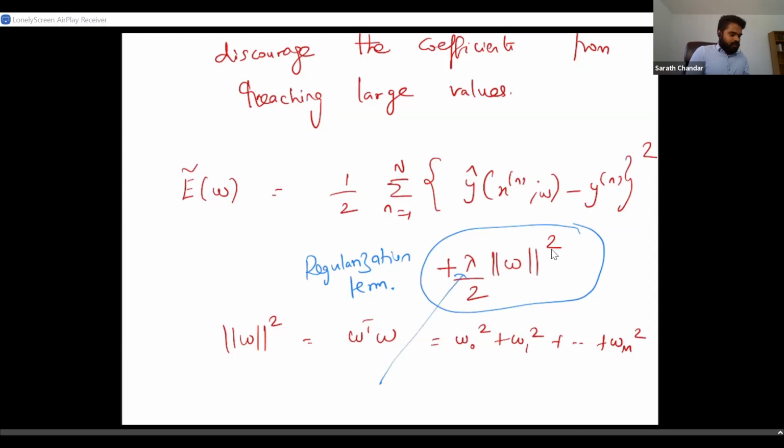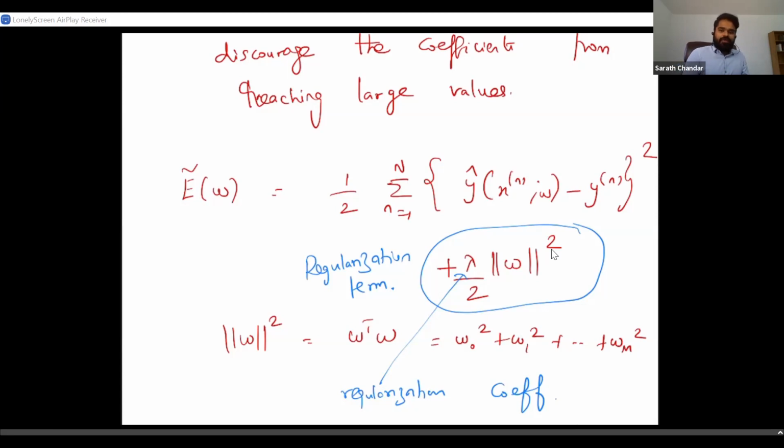This lambda is called the regularization coefficient. This coefficient controls the relative importance of the regularization term. If you have a very high lambda, it means you're giving more importance to reducing the magnitude of w. If you have a very low lambda, it means you're giving less importance to reducing the magnitude of w.